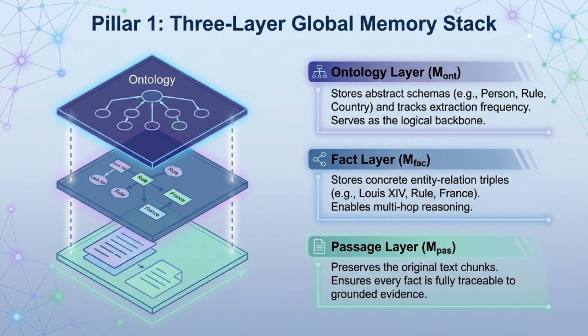Let's break down the first pillar, the three-layer global memory stack. At the top, the ontology layer stores abstract schemas and serves as the logical backbone. Below that, the fact layer stores concrete entity relation triples to enable multi-hop reasoning. Finally, the passage layer preserves the original text chunks, ensuring every fact is completely traceable to grounded evidence.